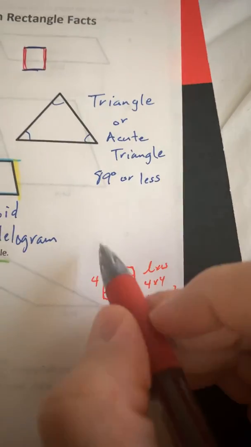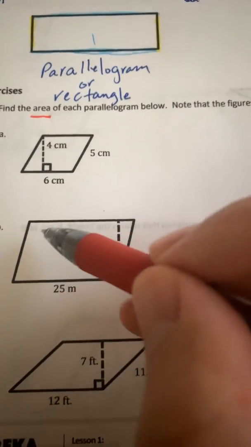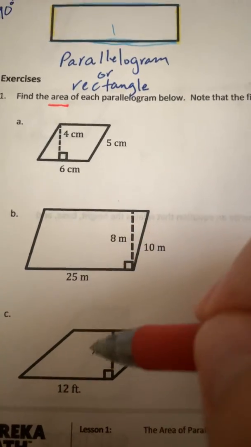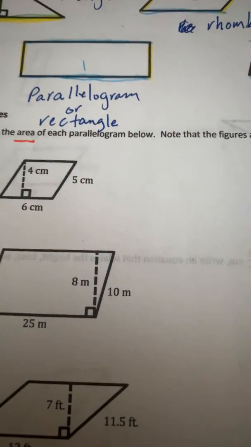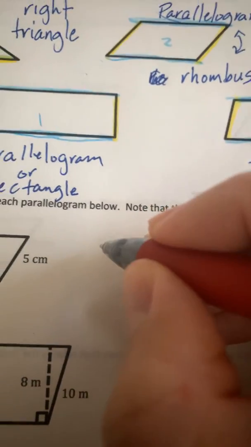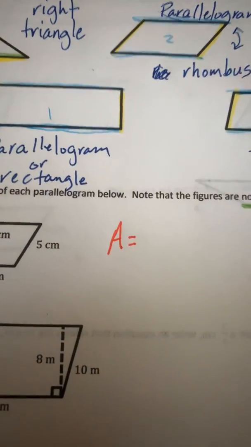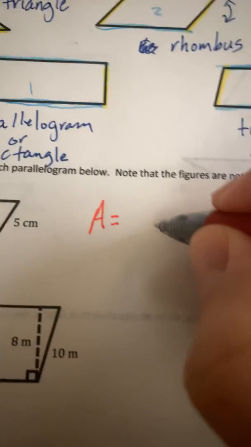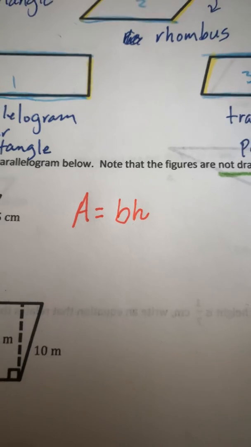It's just an example. I'm just showing you area. It's to find out how many squares are inside that shape. That's what we're doing with this one, trying to figure out how many squares are going to fit inside of each parallelogram. Right off the bat, I'm gonna give you the formula to find the area of each parallelogram. I'm gonna use A, which represents area. A equals base times height. Area equals base times height.